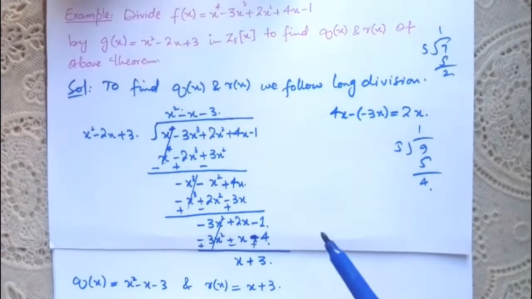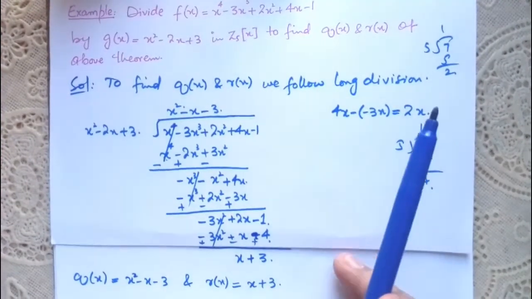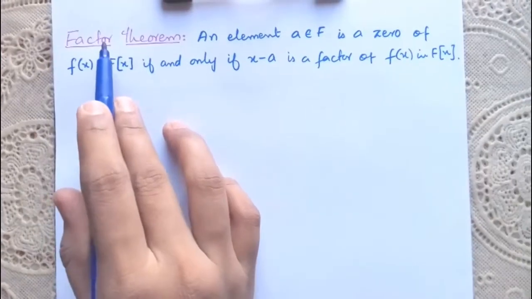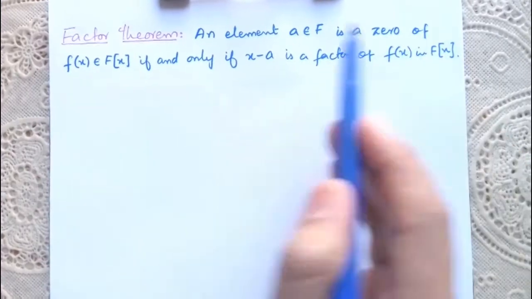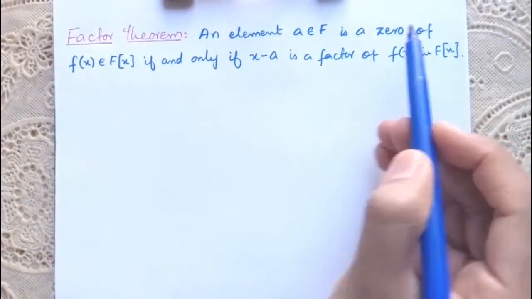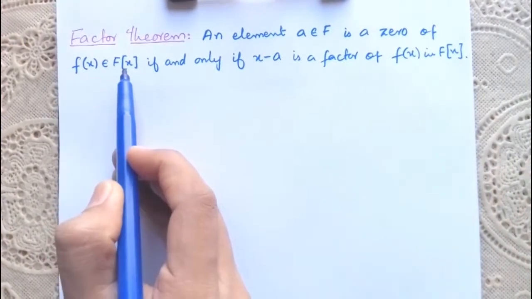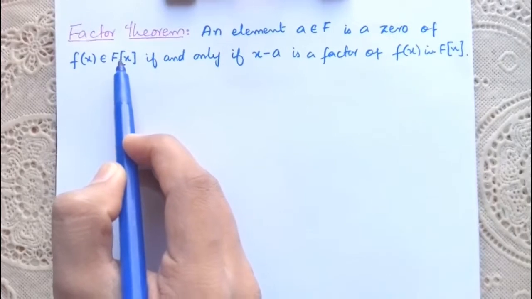Now let's see the factor theorem. Remember that the factor theorem is a corollary of the division algorithm, right? So here is the factor theorem. An element a belonging to F is a 0 of f(x). 0 means root. So a 0 of f(x) in F[x], where f(x) is a member of this F[x], right?